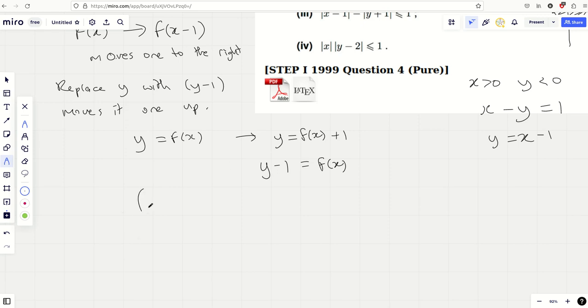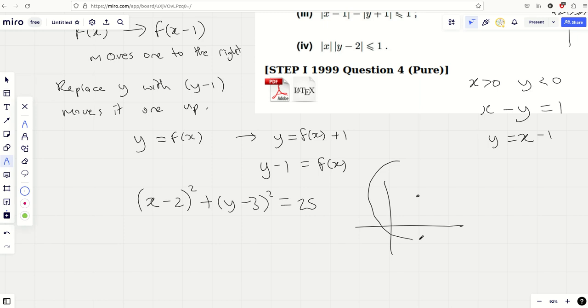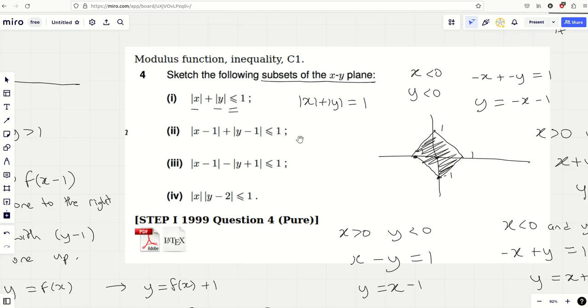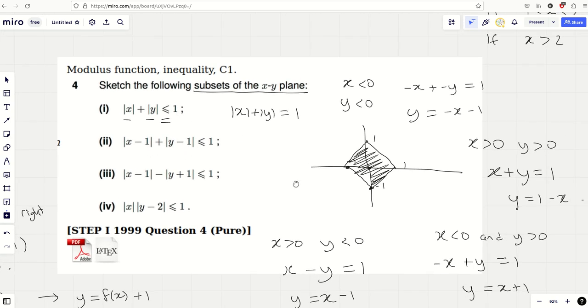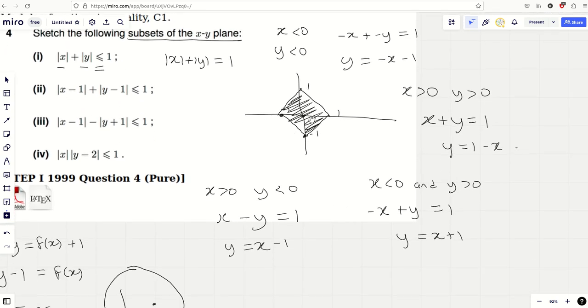Yeah, and you can see that on circles, can't you? Because if you've got x minus 2 squared plus y minus 3 squared equals, I don't know, 25, well, that's a circle, centre 2 across, 3 up, and then radius 5, yeah? And so we're just moving it 2 across, 3 up. So all we've got to do for this next one is just move the last one, 1 to the right and 1 up, that diamond shape, 1 to the right and 1 up.